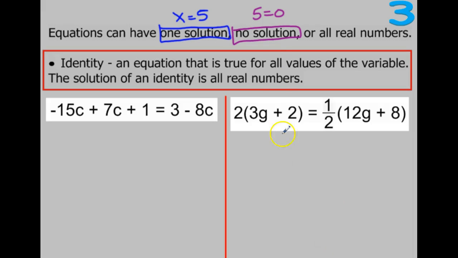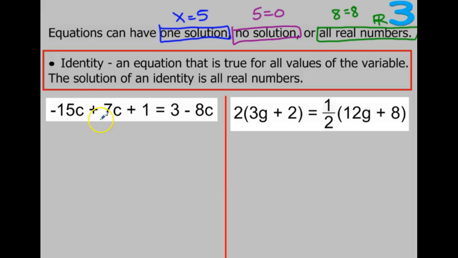And then our third answer is all real numbers. That would be if we end up with like 8 equals 8. It's the same number on both sides. Another way to write all real numbers is 2 lines that make an R. So it's an R with an extra line in the middle.